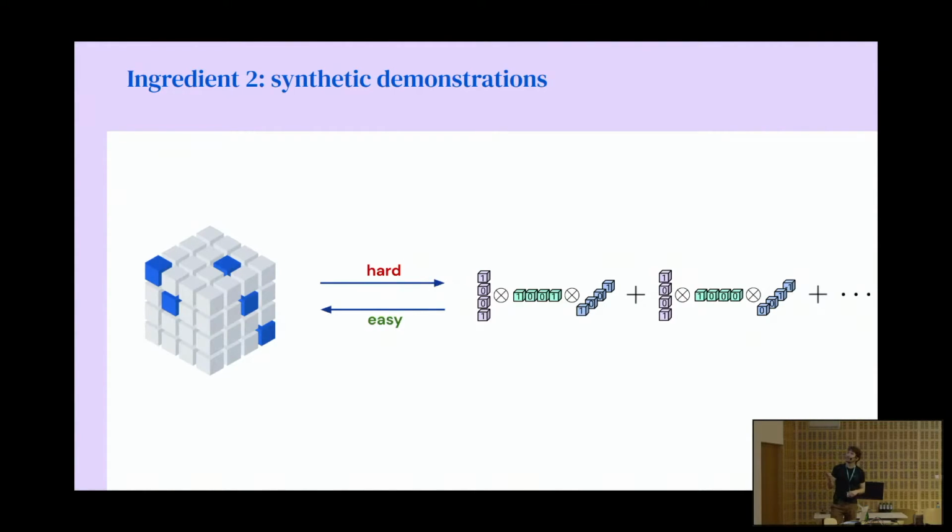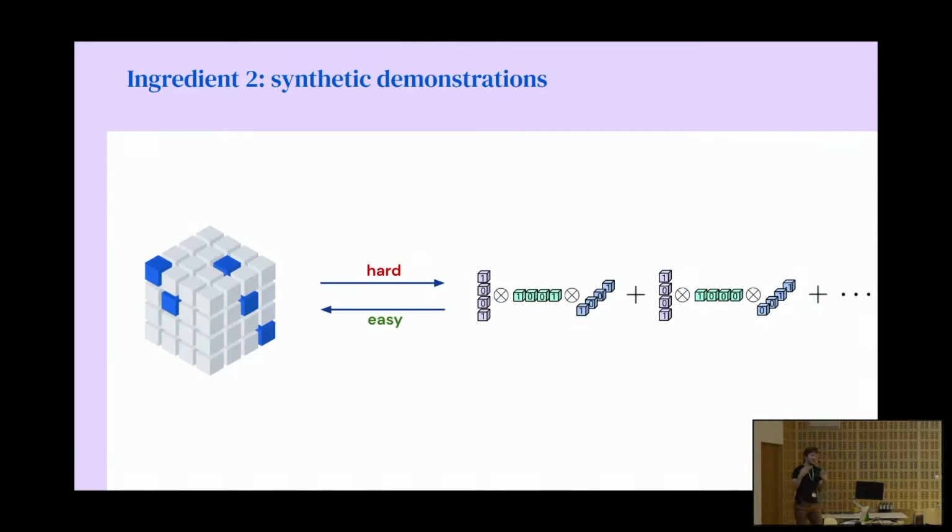We sample decompositions completely at random. So we'll just pick a random number of terms, and for each term, we'll just sample these entries at random. So we'll get a random decomposition, and we compute its corresponding tensor. And we can do this as many times as we want, and it will give us this unlimited stream of pairs, a tensor and a valid decomposition for that tensor.